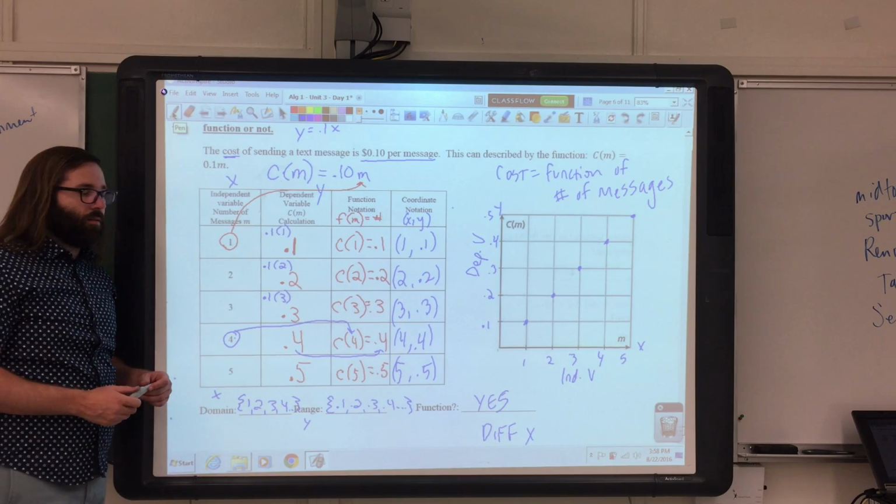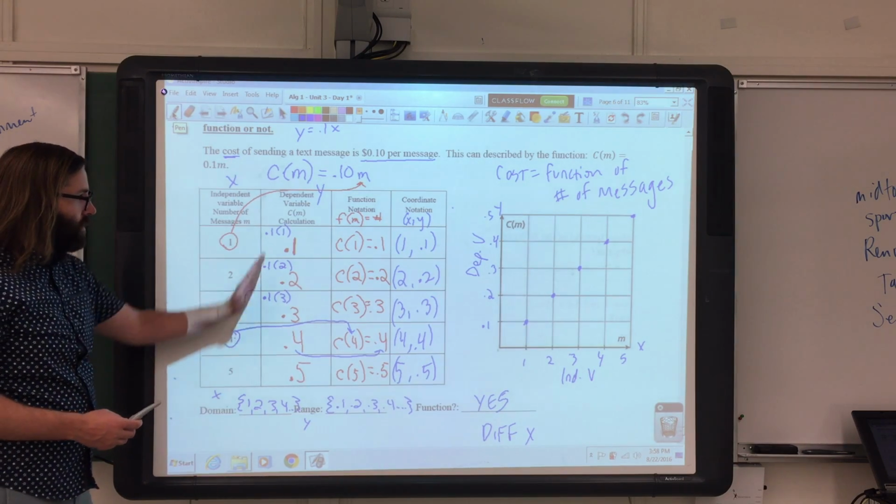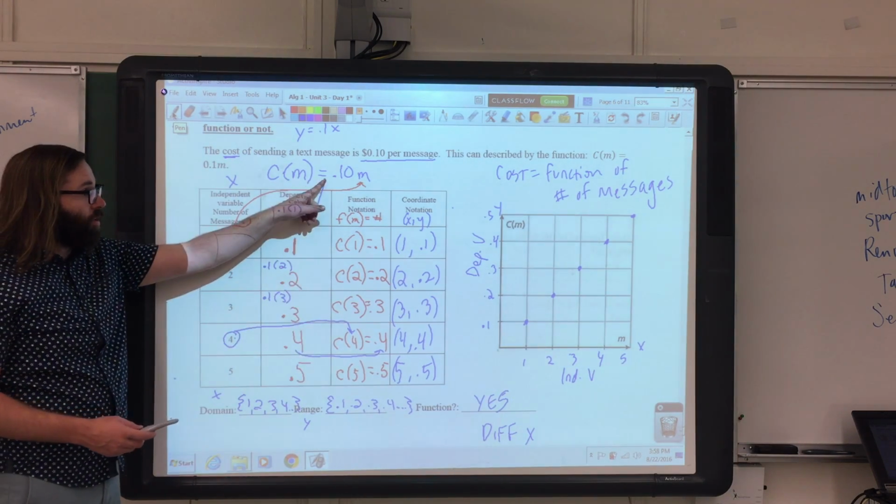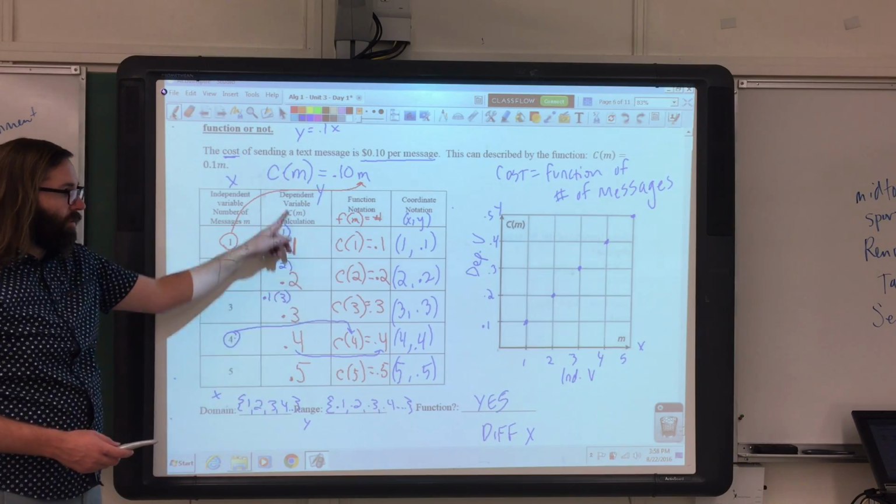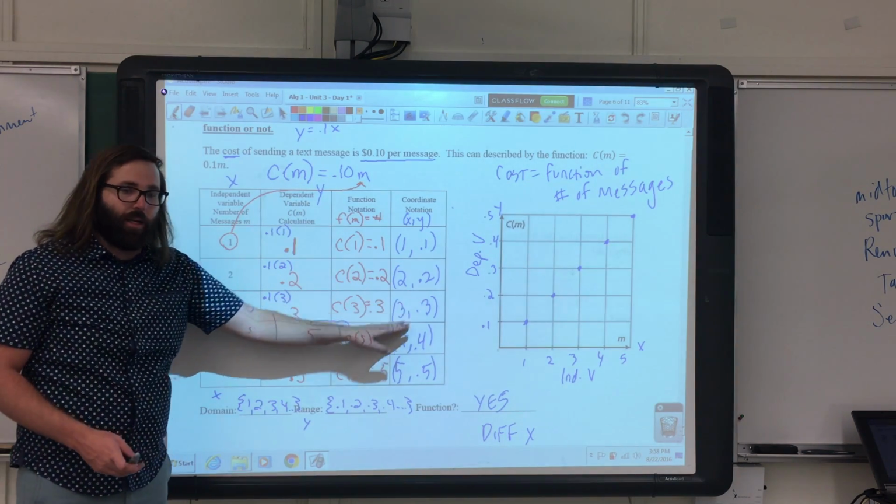I know this is a lot, but just know this is your x's. Plug it into the equation, into your function, you'll get your y's. And this is just different ways to write it.